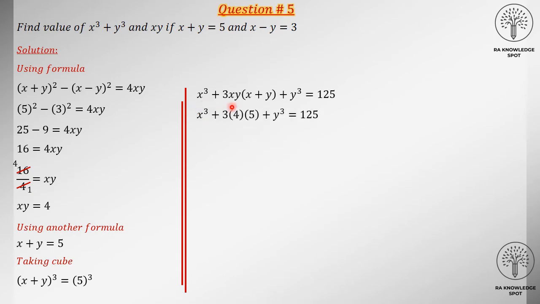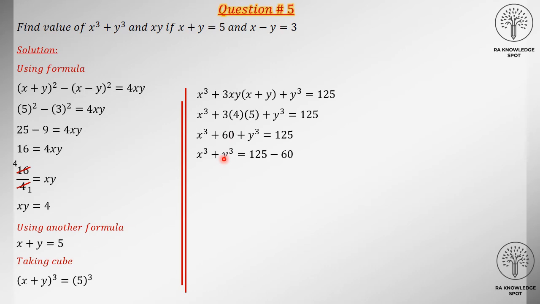x cube will be as it is, and this 3 will be as it is. The value of xy is 4, so I'm just going to replace the value of xy, that is 4, here. And the value of x plus y is 5 here. Now y cube is as it is and 125 is also as it is.